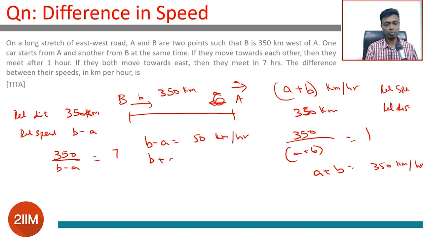We know that B plus A is 350. We can find B and A, but we are asked for the difference between their speeds in kilometers per hour. The difference between their speeds is just B minus A, which is 50 kilometers per hour. The first point is not even needed, only this we needed, and the answer is 50 kilometers per hour.